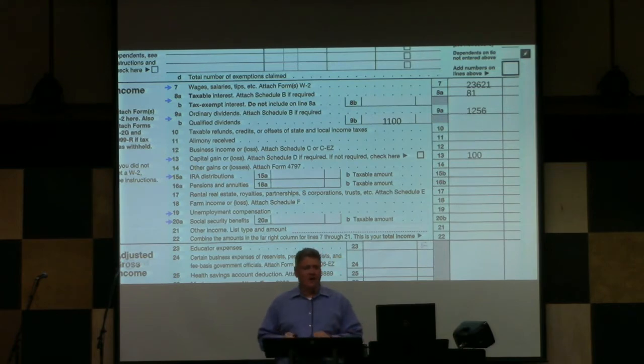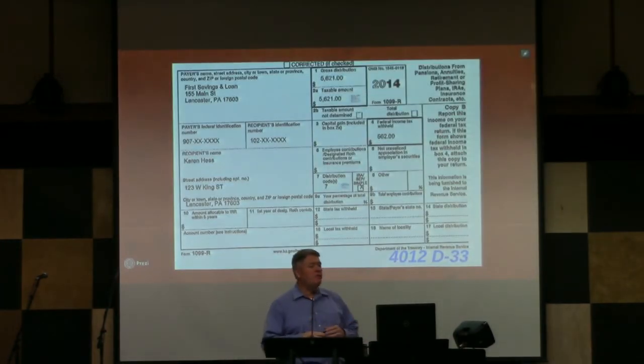Now we're going to get into what happens when we have distributions from a retirement plan. This one's kind of a unique area. We do see a good amount of 1099-Rs throughout the season, particularly depending on which site you're working at. If you'd like more information, this is going to be on D33 of your 4012, just to give you some overview and some additional information.